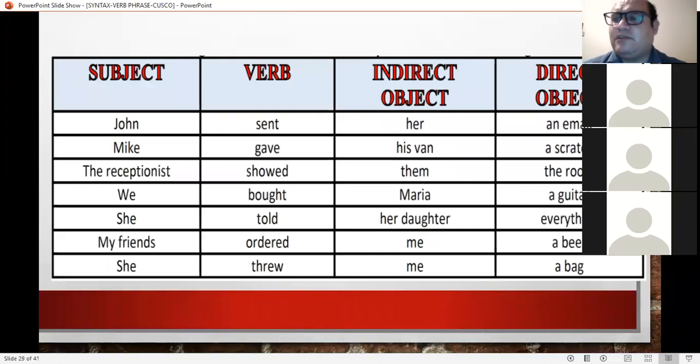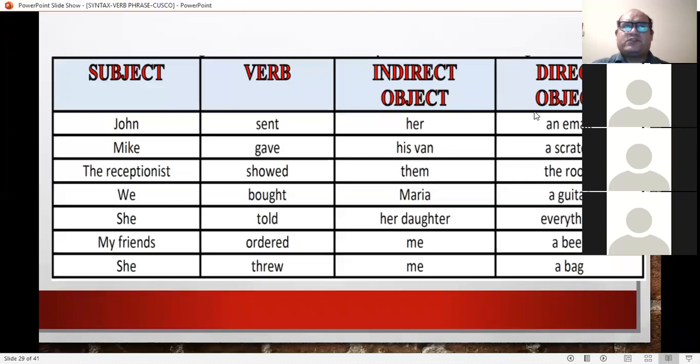Here you have a table. This is in order to summarize the topic related to the transitive verbs. John sent her an email. Notice, no prepositions. First the indirect, then the direct. Mike gave his van a scratch. The receptionist showed them the room. We bought Maria a guitar. She told her daughter everything. My friends ordered me a beer. She threw me a bag.